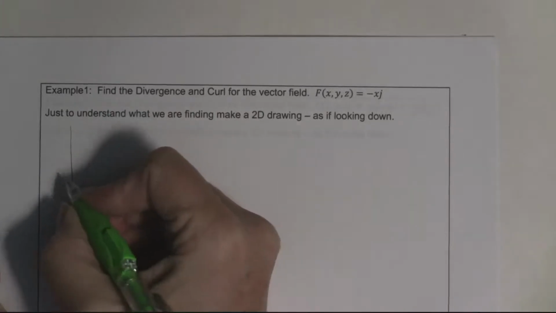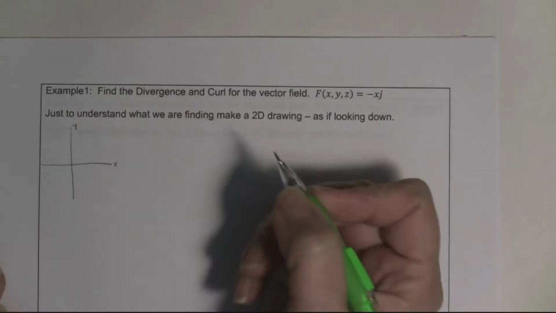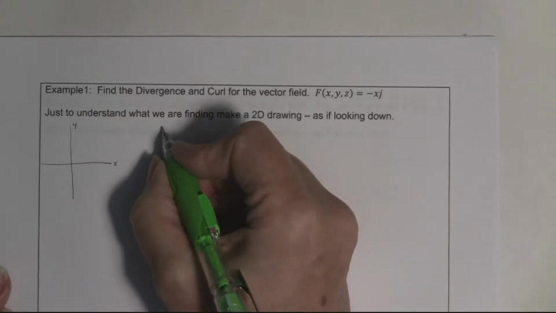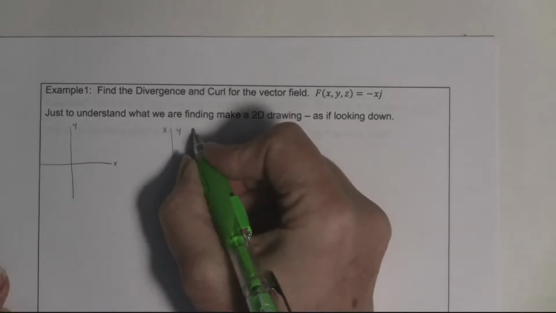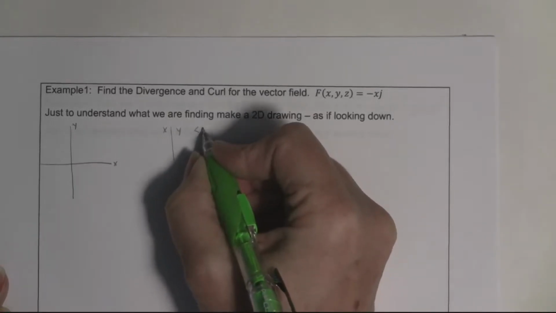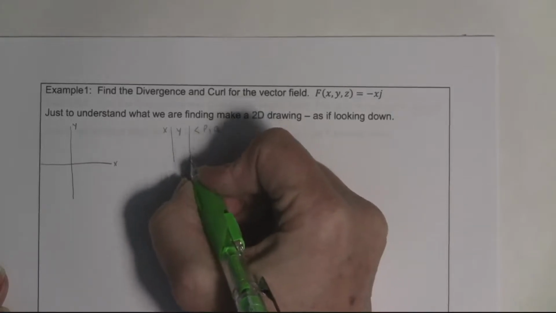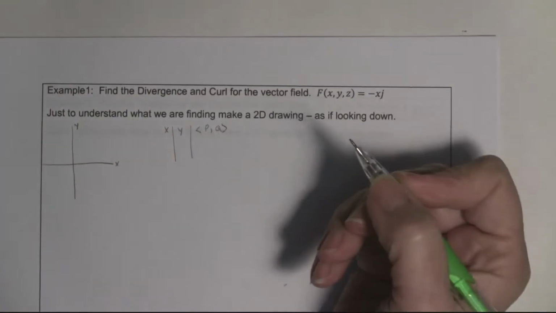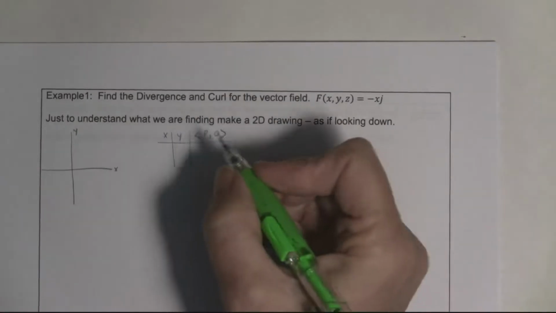So this is y, this is x. I'm going to put my x and my y and my vector. I'm going to call it PQ, just so I can draw the vector field really quick. Just a few things, not a whole bunch, just enough to kind of see.